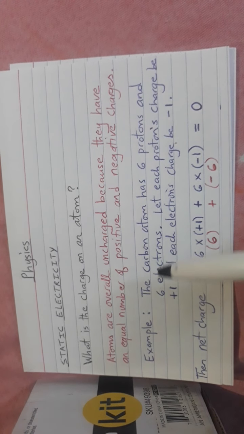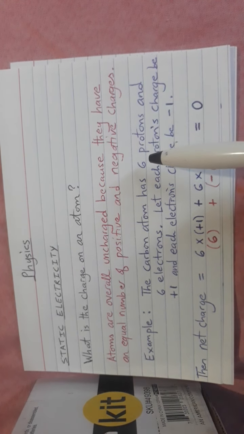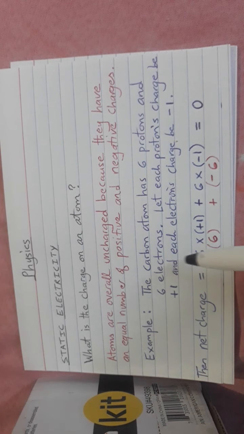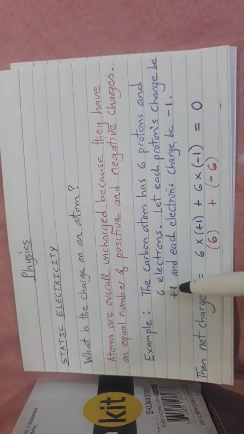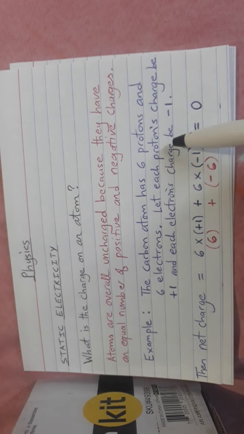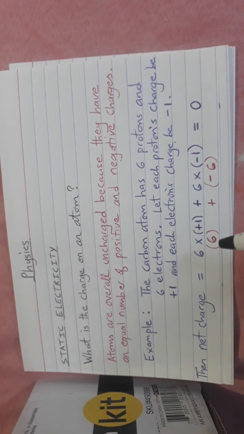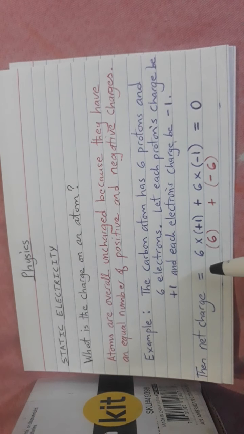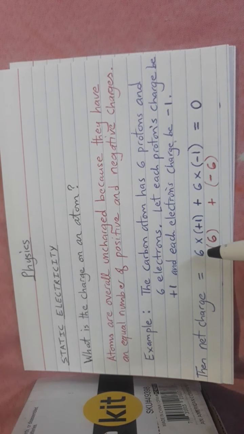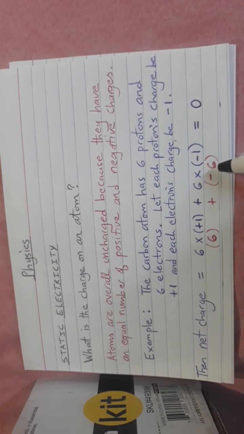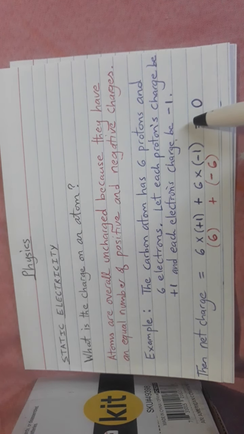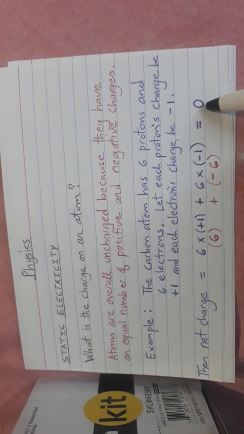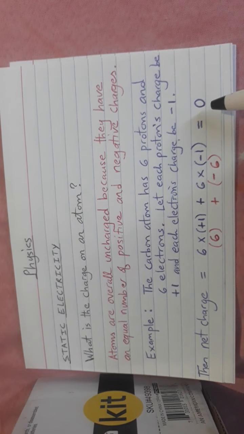So if we look at the carbon atom as an example, where we had 6 protons, 6 electrons. Each proton has a charge of positive 1. Each electron has a charge of negative 1. So we end up with a total of 6 positive charges and 6 negative charges. And when you add those, you would get a charge of 0. So the charge on any atom is 0.